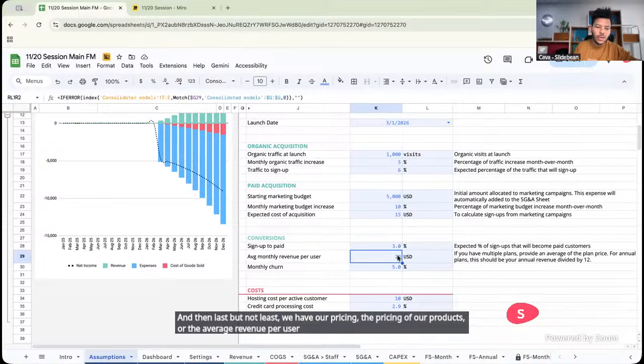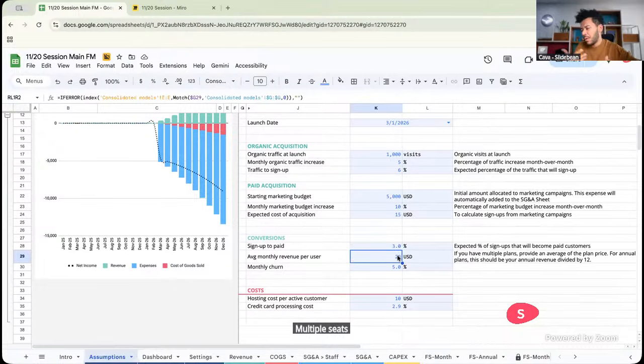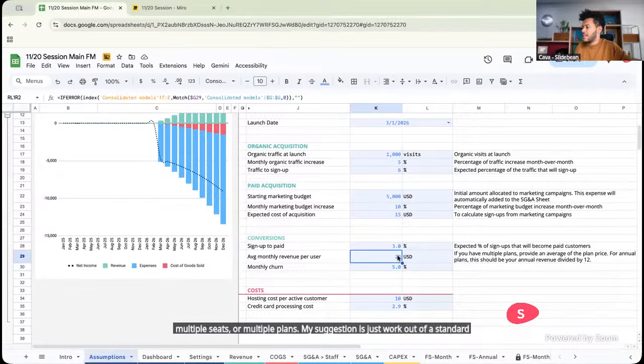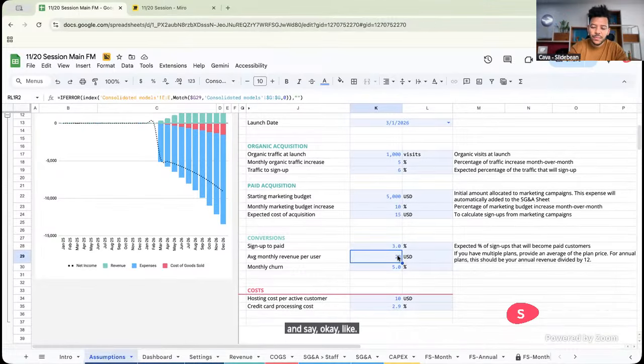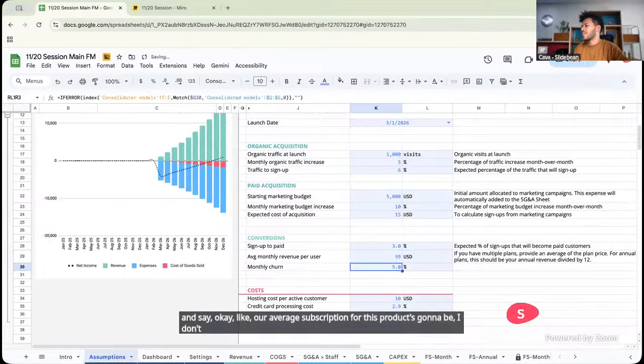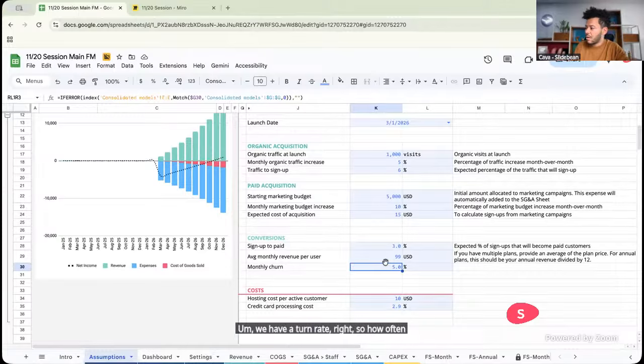So if you have multiple seats or multiple plans, my suggestion is just to work out of a standard, out of an average, and say, okay, our average subscription for this product is going to be, I don't know, $99 a month. We have a churn rate, right? So how often customers cancel or how long we retain them.